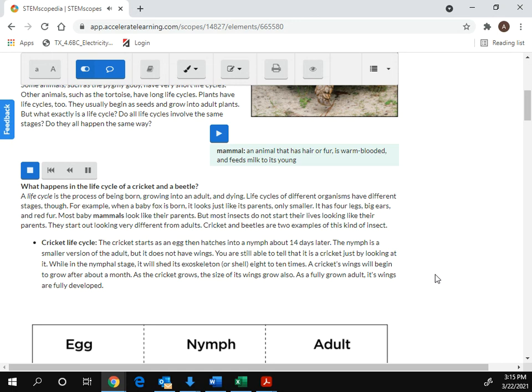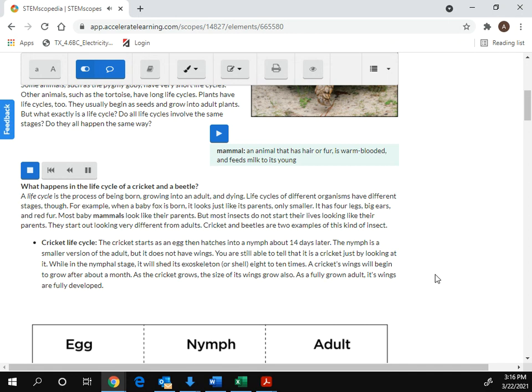A life cycle is the process of being born, growing into an adult, and dying. Life cycles of different organisms have different stages, though. For example, when a baby fox is born, it looks just like its parents, only smaller. It has 4 legs, big ears, and red fur. Most baby mammals look like their parents. But most insects do not start their lives looking like their parents. They start out looking very different from adults. Crickets and beetles are 2 examples of this kind of insect.